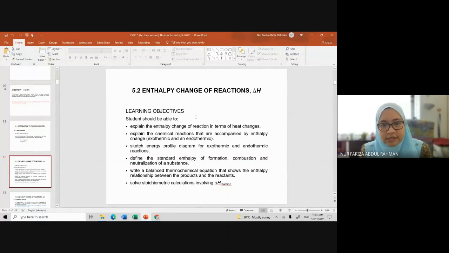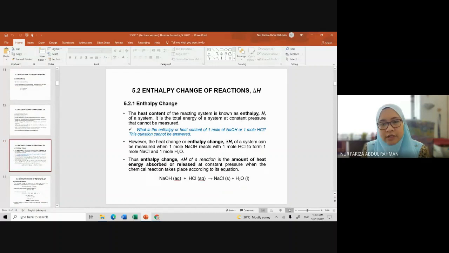Okay, so these are the learning objectives that you should know. Please make sure that at the end of this subtopic, you should be able to tick off this checklist. Okay, these are the learning objectives that we have for this subtopic. We have a lot of learning objectives that need to be covered for this subtopic alone. Okay, all right, so moving on, enthalpy change.